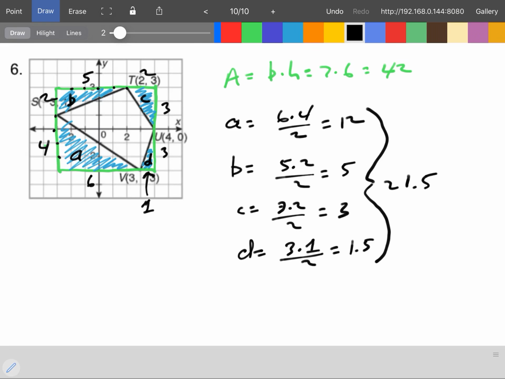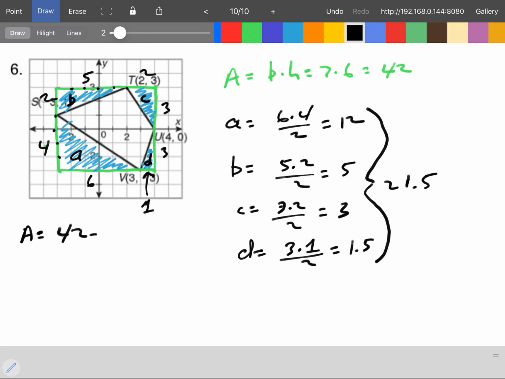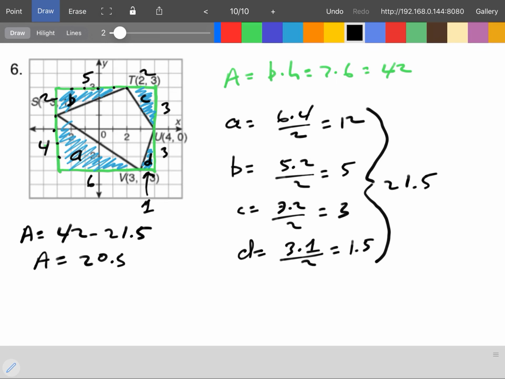So then for my final answer, the area is equal to the green area of the rectangle, which was 42, subtract off the area of those 4 little triangles, that's 21.5. And let's see, 42 minus 21 would be 21, so minus another half. So I get an area of 20.5. And that's it. That's the whole section.